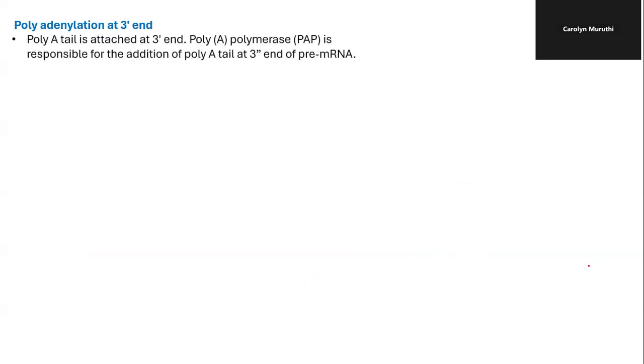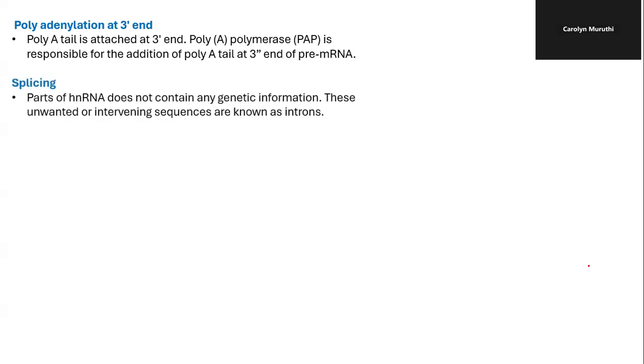The other form of modification is polyadenylation at the 3' end. And you see, polymerase is also responsible for the addition of the poly-A tail at the 3' end of pre-messenger RNA. The other modification is splicing. The pre-messenger RNA that has been synthesized does not contain only the sequence which will be needed to form protein.